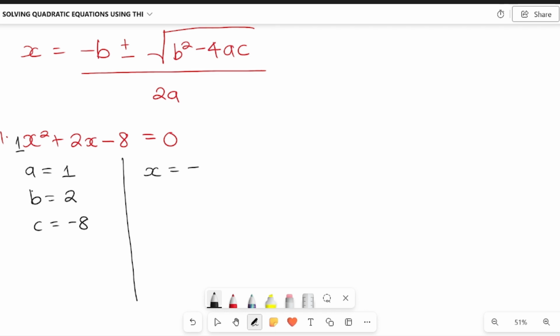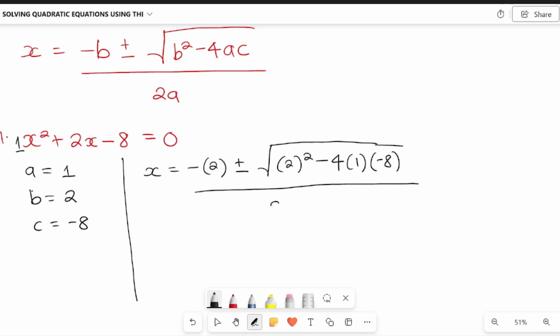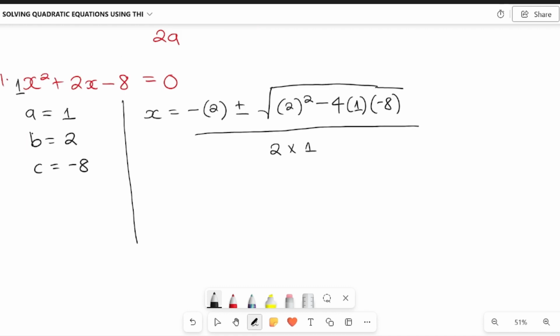negative b, which is negative 2, plus or minus square root of b squared, which is 2 squared, minus 4 times a, which is 1, times c, which is negative 8, all over 2 times a, which is 2, times 1. Once we have this, we can work out the value of the part of the equation that's inside the square root.